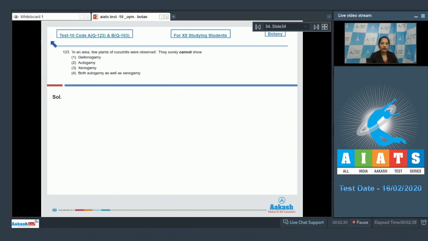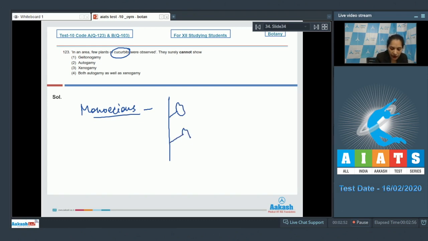Question number 123. In an area, few plants of cucurbits were observed. They surely cannot show. Cucurbits are monoecious. What does it mean? On the same plant, they have unisexual flowers. These are the male flowers and these are the female flowers. So they are monoecious. Both the sex organs are present on the same plant but in different flowers. And these flowers are unisexual flowers.